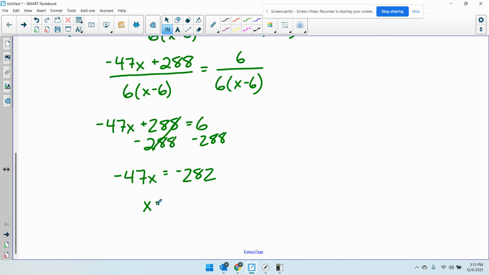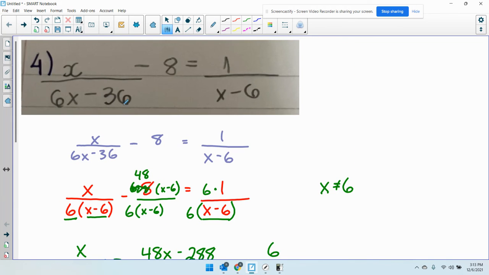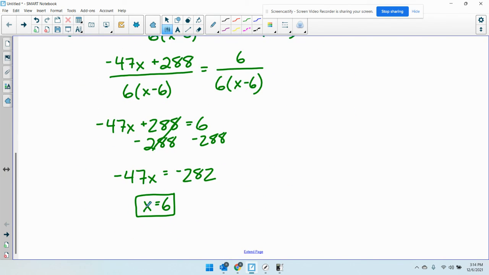But we said x can't equal 6 because that gives us a denominator of 0 here and 0 here. So be really careful. This is an intentionally tricky problem because you get 6 in the end, but 6 isn't possible because it's not in the domain of our solution set. So here we'll just say no solution.